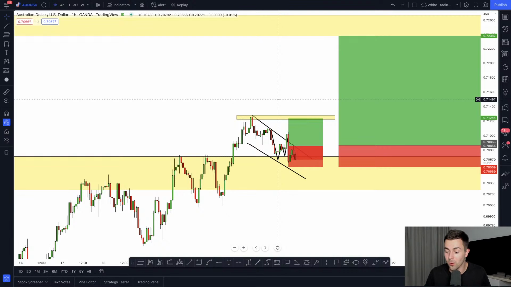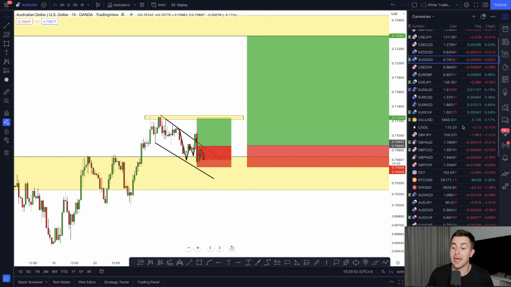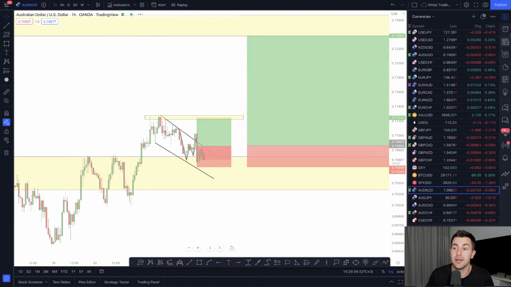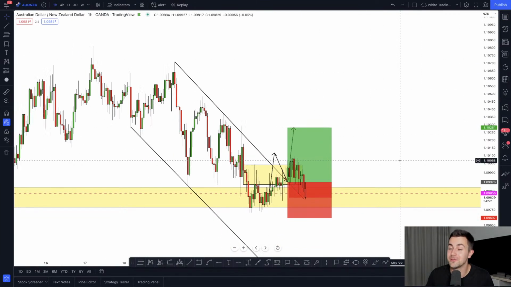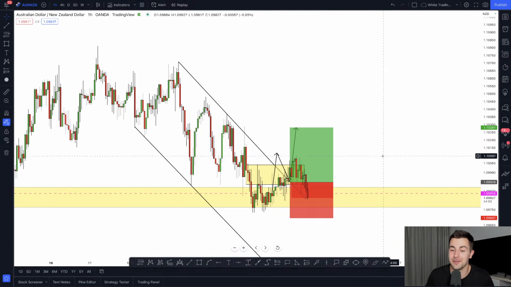A lot of questions about gold. Let me know, traders, if you want me to analyze gold for you. And there is a question about Aussie New Zealand. Let's take a look at Aussie New Zealand, because on Aussie New Zealand I have a long position as well. And again, from a current perspective, it looks quite risky. Yes, it looks like today the market is going against me.